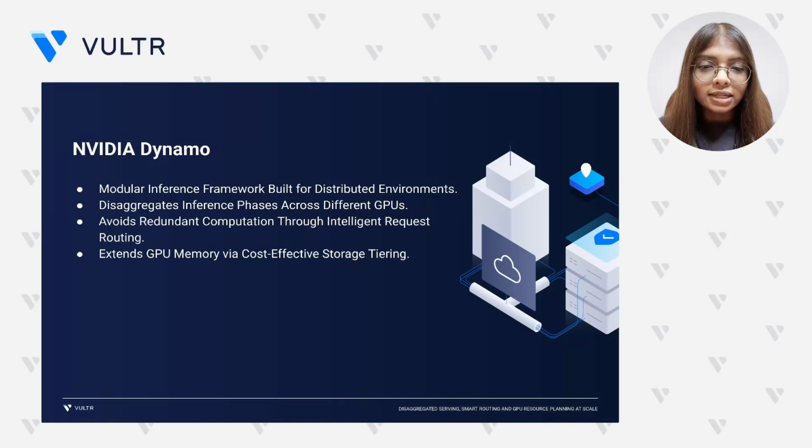Beyond disaggregation, Dynamo avoids one of the most costly problems in distributed inference, that is, redundant computation. Through intelligent request routing, it ensures that requests are always routed to the GPU that already holds the relevant context, eliminating unnecessary recomputation. And finally, because GPU memory is expensive and finite, Dynamo extends it by tiering KV cache across CPU memory, SSD, and object storage, keeping the most critical data on GPU while offloading the rest to cost effective storage without sacrificing user experience.